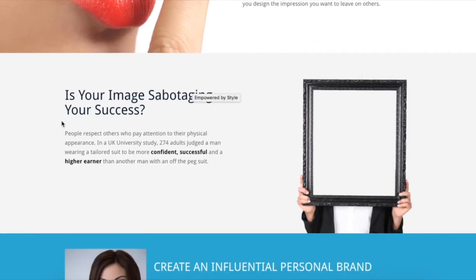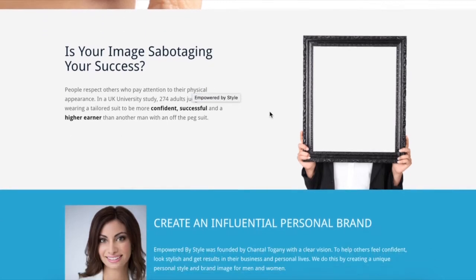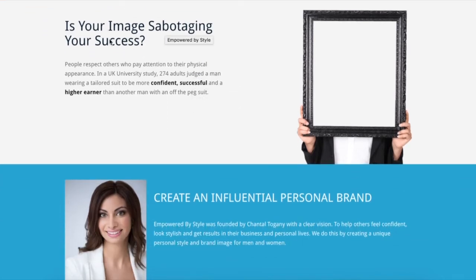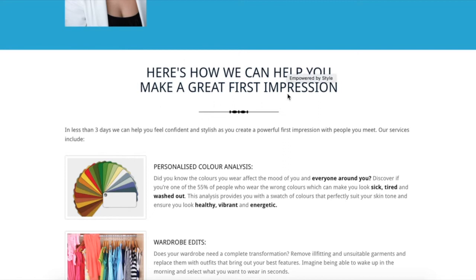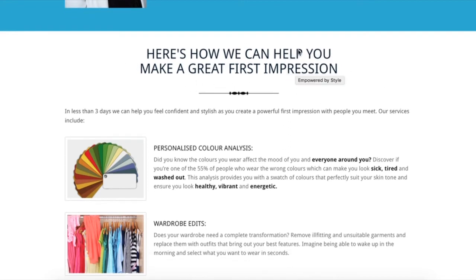And you'll see the subheads are throughout the page. Sometimes you use questions like, is your image sabotaging your success? Because you know that's going to speak to the target audience and get them interested in reading more. And some of these subheadings are about a benefit, like making a great first impression. So they're the meaningful subheads we talked about.